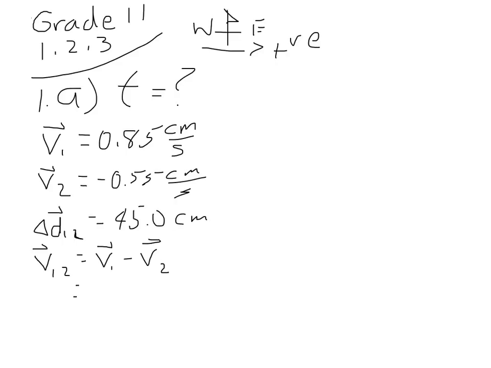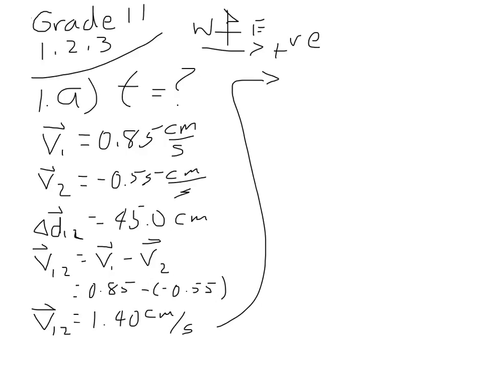Let's plug in our numbers. I've got 0.85 minus a negative 0.55. So in fact, we are adding them, and we get a larger velocity that they appear to be coming at each other at. If we do our math right, it should come out to around 1.40 centimeters per second. That's the closing velocity of these two snails. Now that we have the velocity, we have the average velocity over the course of this whole 45 centimeters.